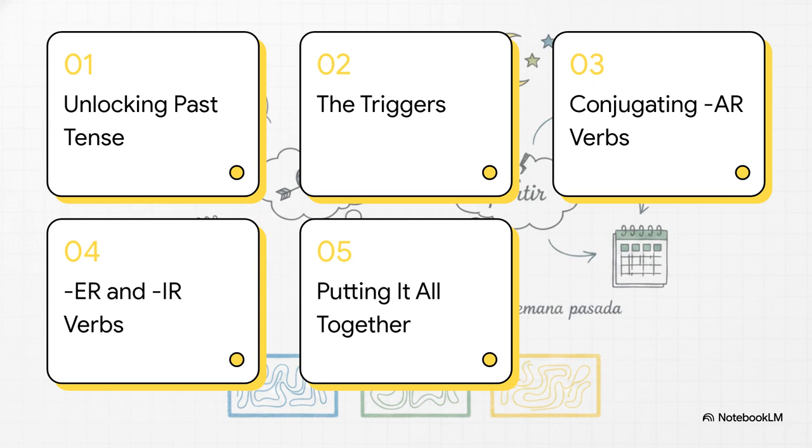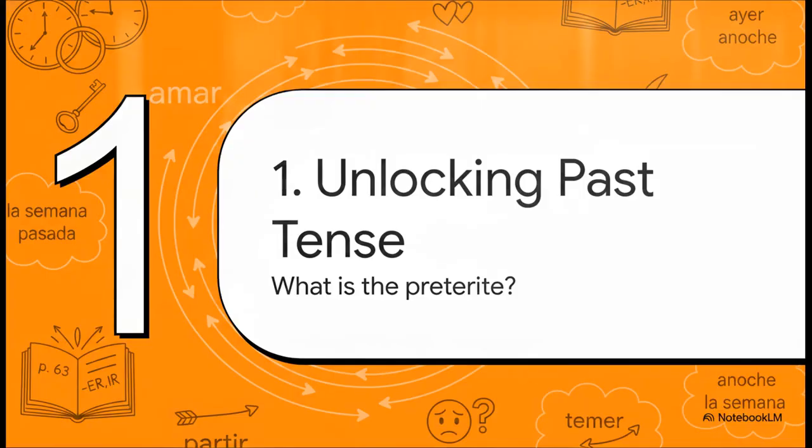Here's our roadmap for this explainer. First, unlocking the past tense. Second, the triggers, time expressions. Third, conjugating AR verbs. Fourth, grouping ER and IR verbs. And finally, putting it all together. Section 1. Unlocking the past tense.